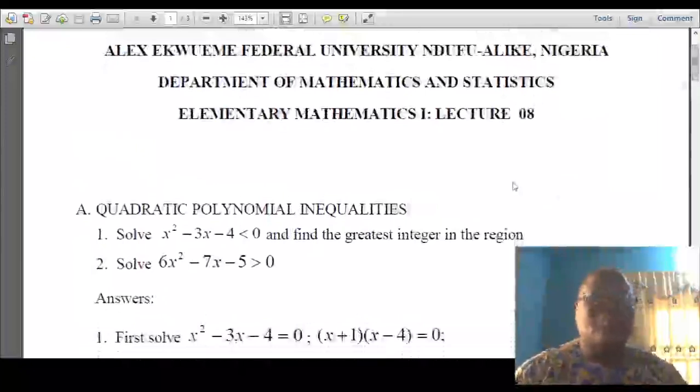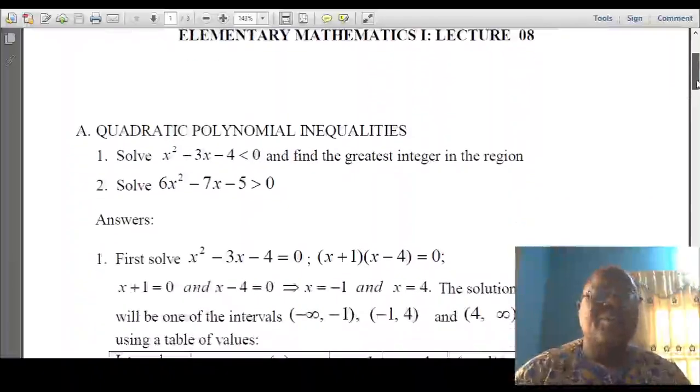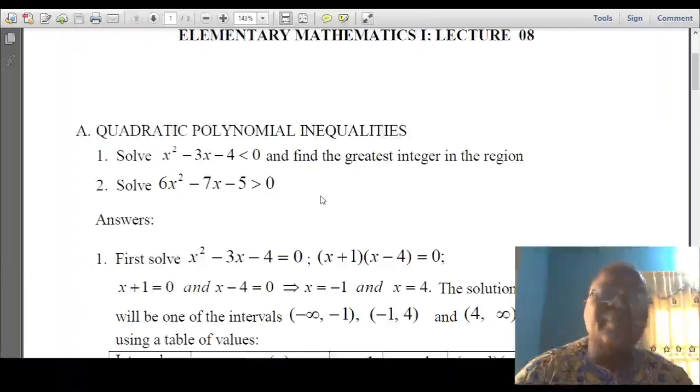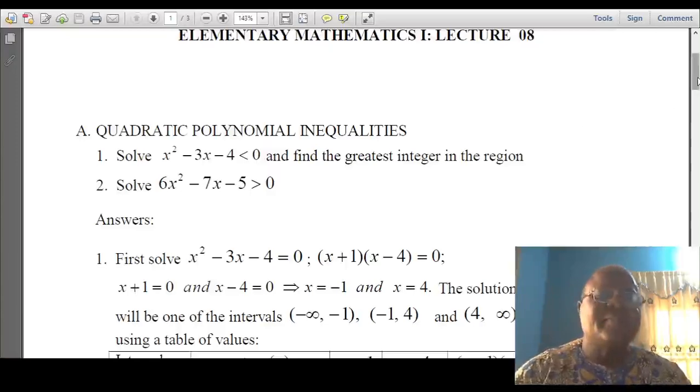We want to consider quadratic polynomial inequalities. We have two examples here. The first example is to solve x squared minus 3x minus 4 less than 0 and find the greatest integer in that region. The second question is to solve 6x squared minus 7x minus 5 greater than 0. Now, let's see the answers.